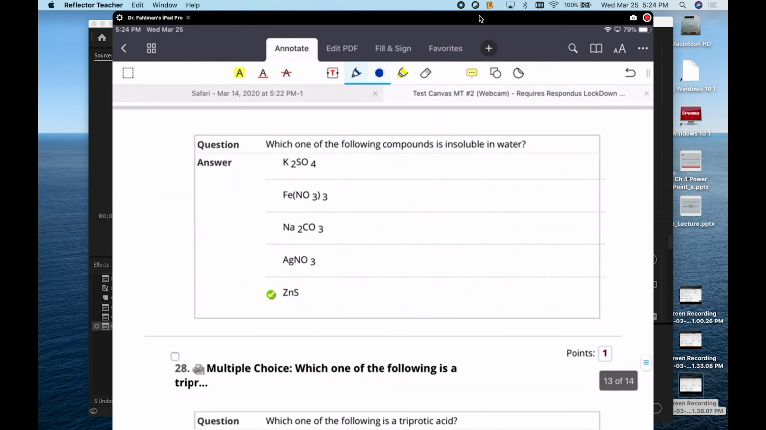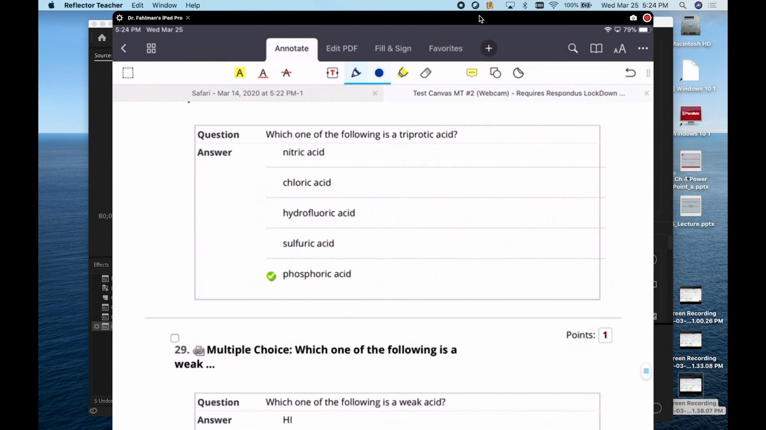Which one of the following compounds is insoluble? And so again, group 1 salts are soluble. All nitrates are soluble. So there. Okay, most sulfides are insoluble, except group 1s, really, or ammonium salts.